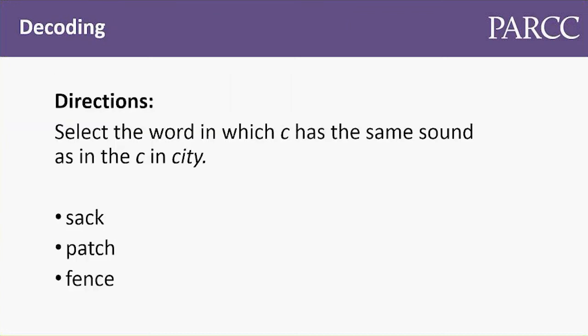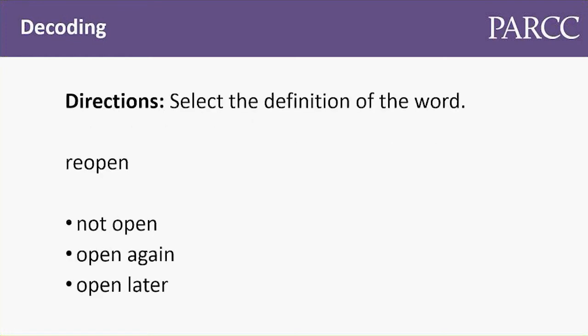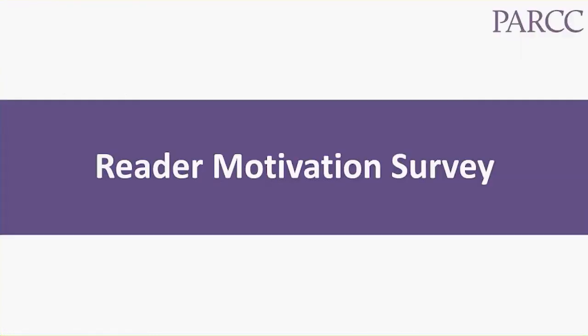The items themselves are quite straightforward. You can see on this screen this first item, selecting the word in which C has the same sound as the C in city, is a traditional phonemic awareness item. Each of the decoding items has 3 answer choices rather than 4. And here you see an example of one of the multisyllabic item types.